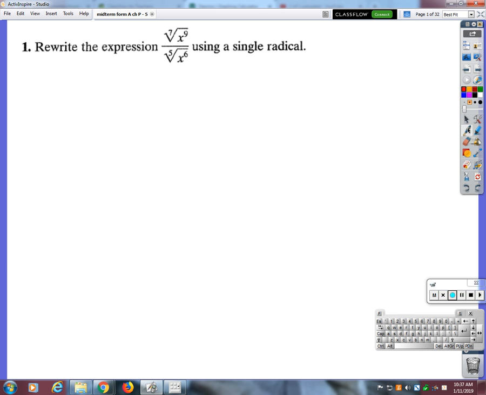Everyone's dream. All right, number one, rewrite the expression 7th root of x to the ninth over the 5th root of x to the 6th using a single radical. Any bright ideas?